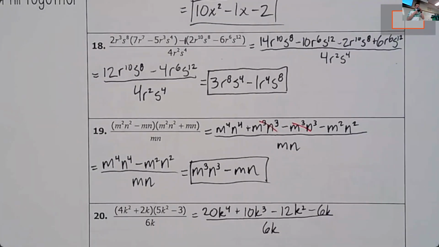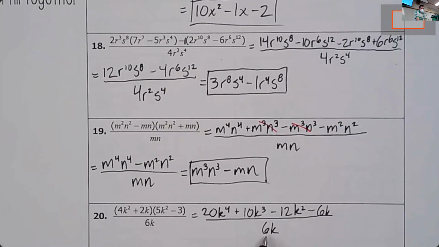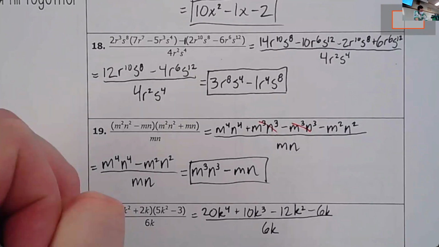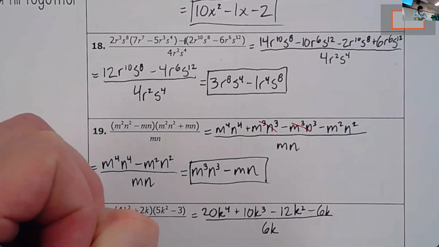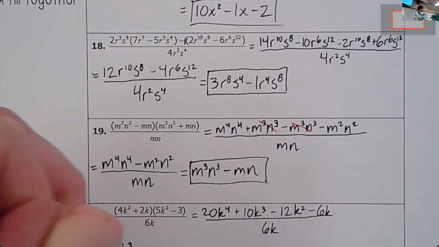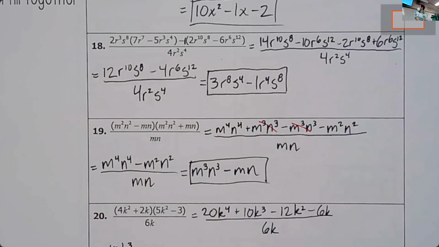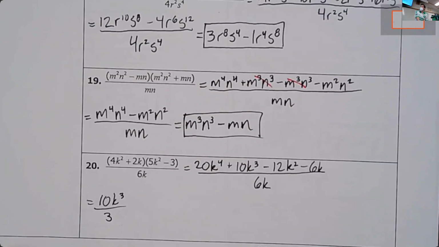So we're going to end up here, this first one, 20 over 6. Those can each be divided by 2, so that'd be 10 over 3. 4 minus 1 is 3, so that would be 10k to the third over 3. 10k to the third over 3 will be our first term.